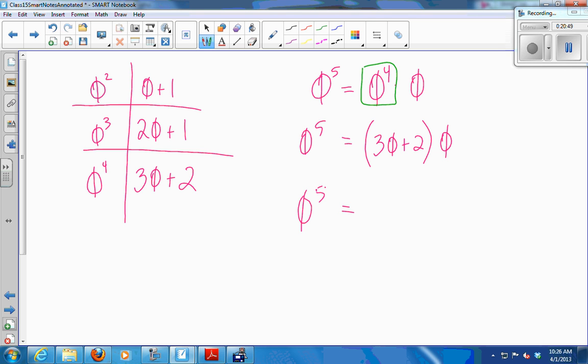Okay, and then I just have to distribute my phi. What is 3 phi times phi? Closer. Just do the first part for me. Phi times 3 phi. 3 phi squared. It's the phi that gets squared. You were saying 3 squared phi. You wrote it right and just said it wrong. So it's 3 phi times phi, that comes out to 3 phi squared. And then phi times 2 is 2 phi. Good.